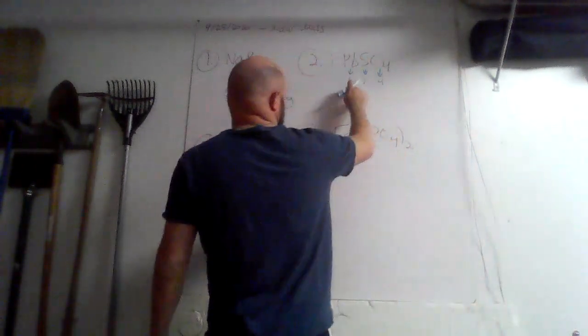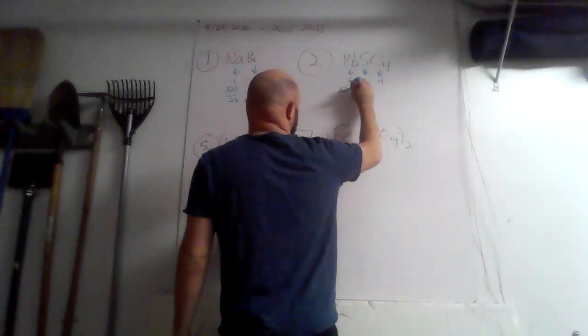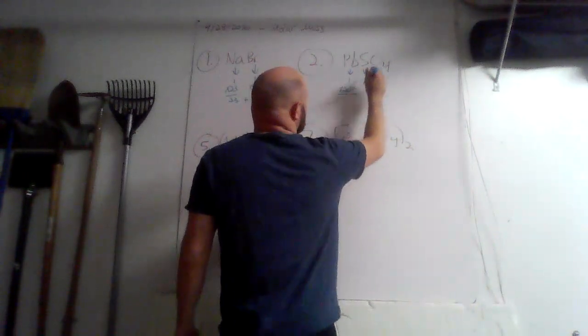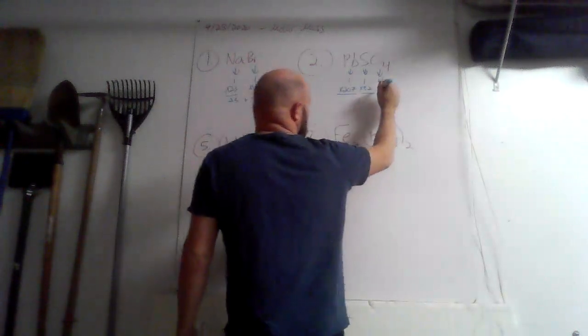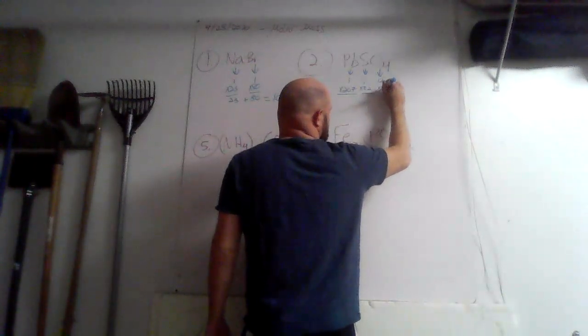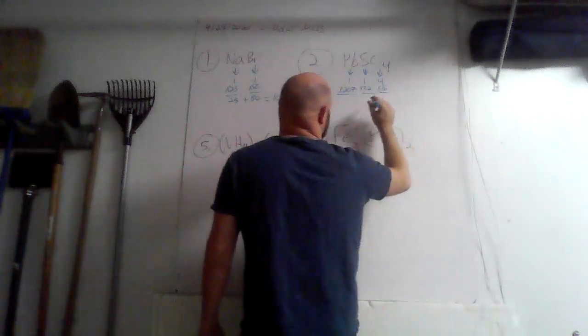Okay, so lead, we have 1 times 207. I'm getting that from the periodic table. S is 1 times 32. And the 1 is coming from how many I have. And oxygen is 4 times 16, because 16 is the mass and I have 4 of them.